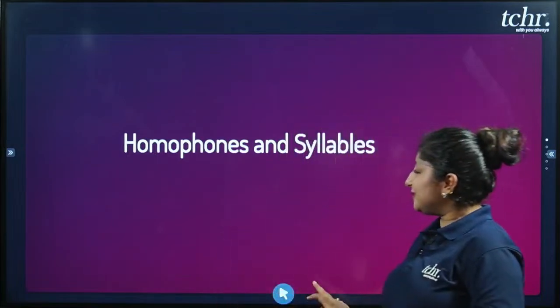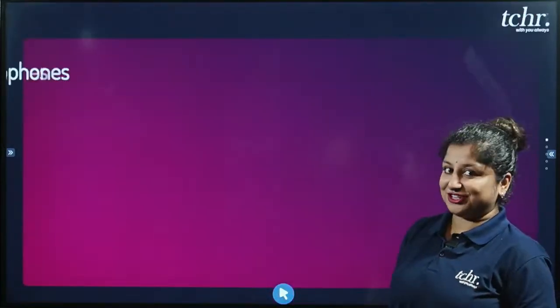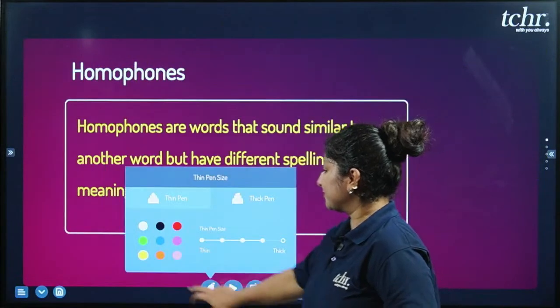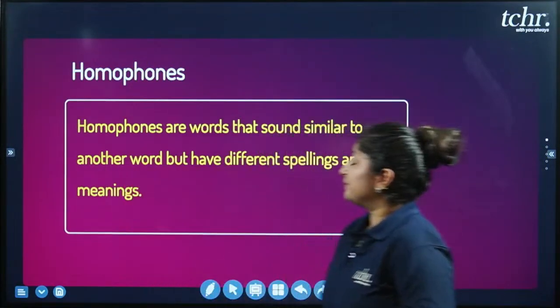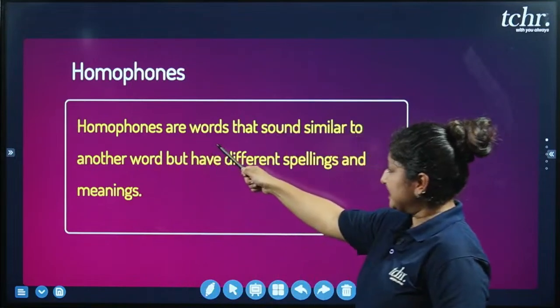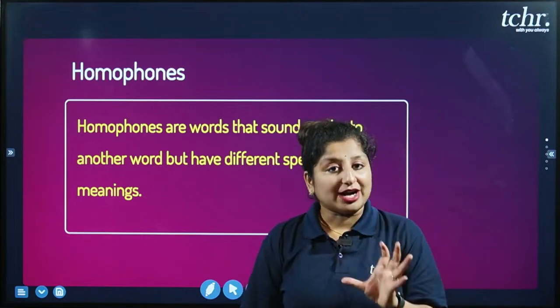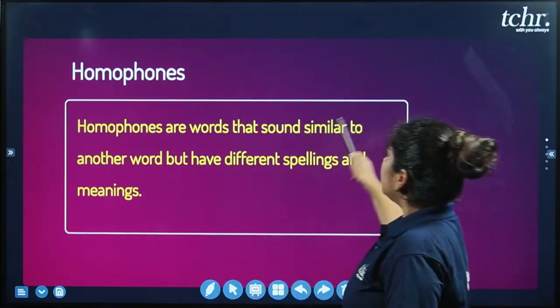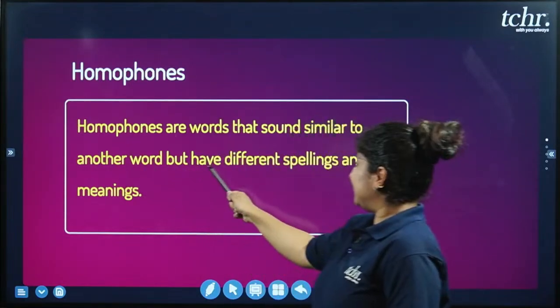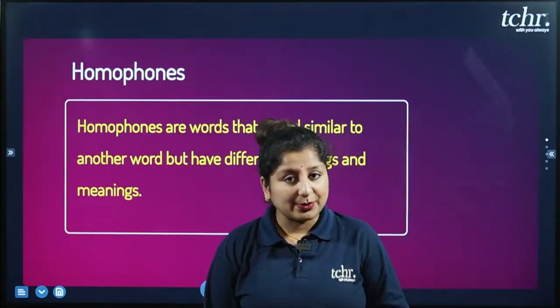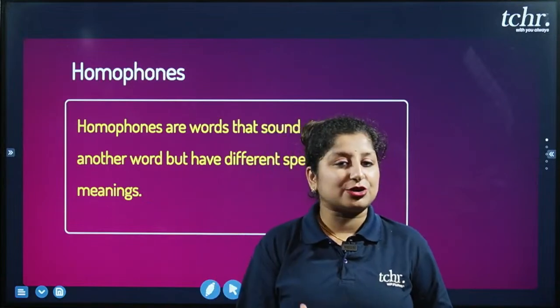Okay, we will just learn the textbook definition of homophones now. So homophones are the words that sound similar to another word but have different spellings and meanings. Did we understand? So far so good?